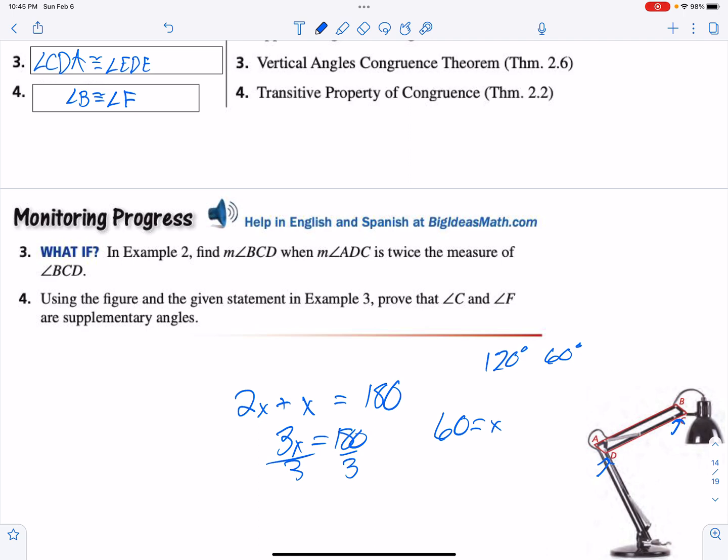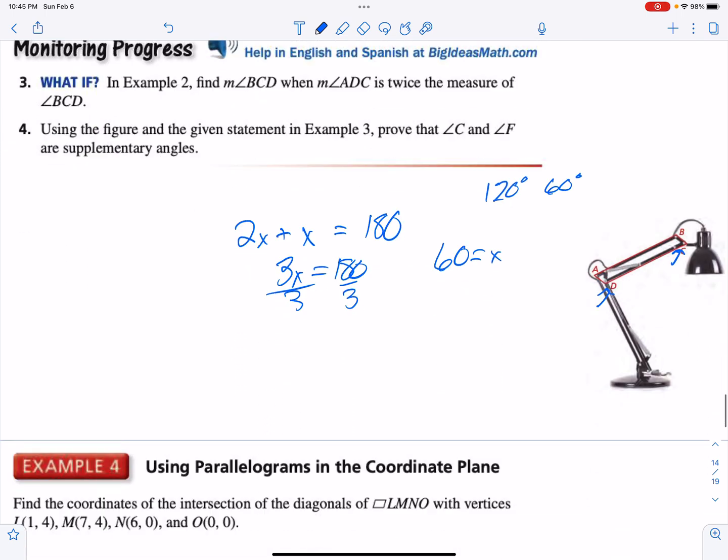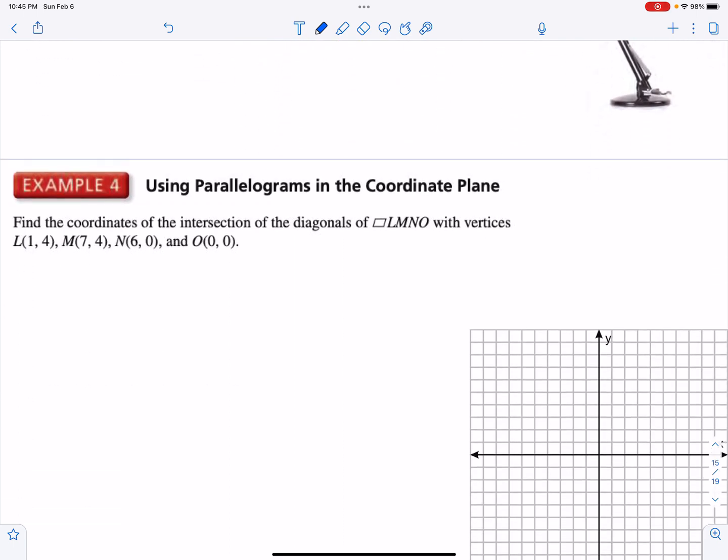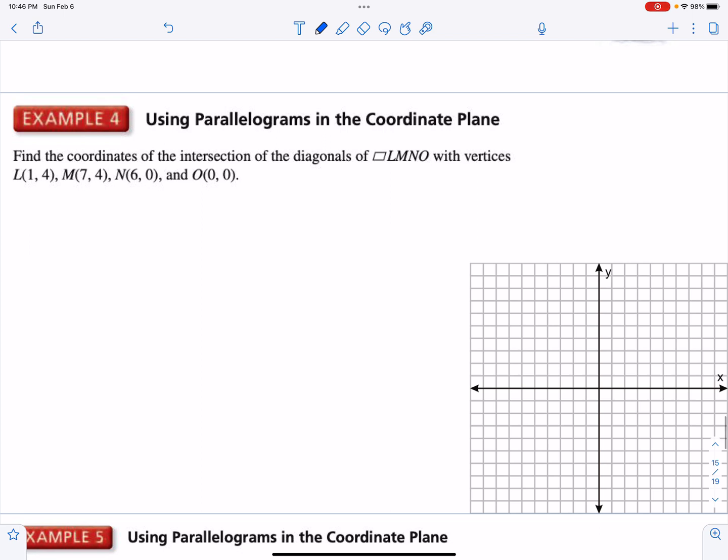And then just for the sake of time in the video, let's not worry about number 4 because I want to get to the coordinate plane ones. You guys can go back and look at that one later, though. All right, so I want to get to these two real quick because they're not super tough, but they do take a little bit of time to graph out.